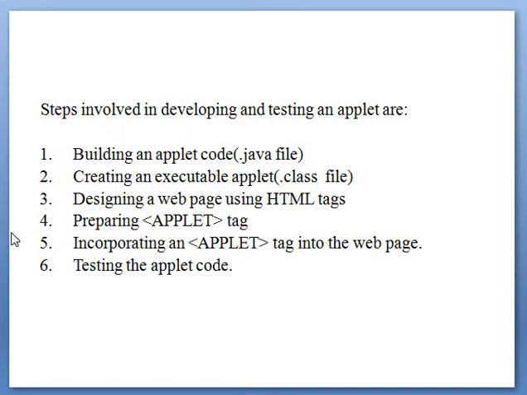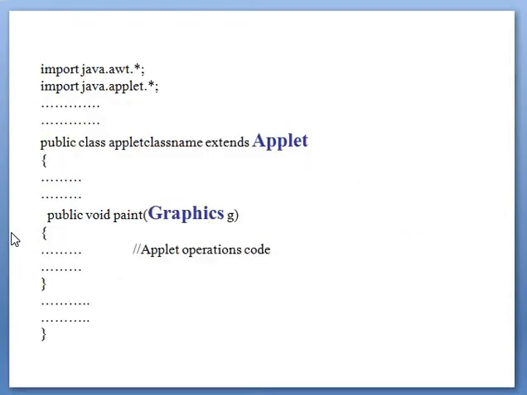So the compilation part is over. The .class file is generated and that is embedded in an HTML file. That class file name is embedded using an applet tag in the HTML file, saving it with an .html extension and testing the applet code. That means you simply double click on the HTML file icon in your current working directory. That will display the intended applet output in a web browser.